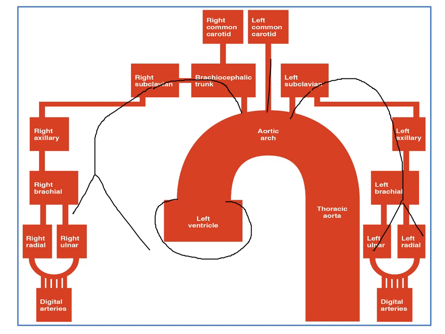So we'll talk about each of these arteries one by one. We start with the right and left axillary artery, then we move to the brachial artery, then we'll talk about the radial and the ulnar arteries.